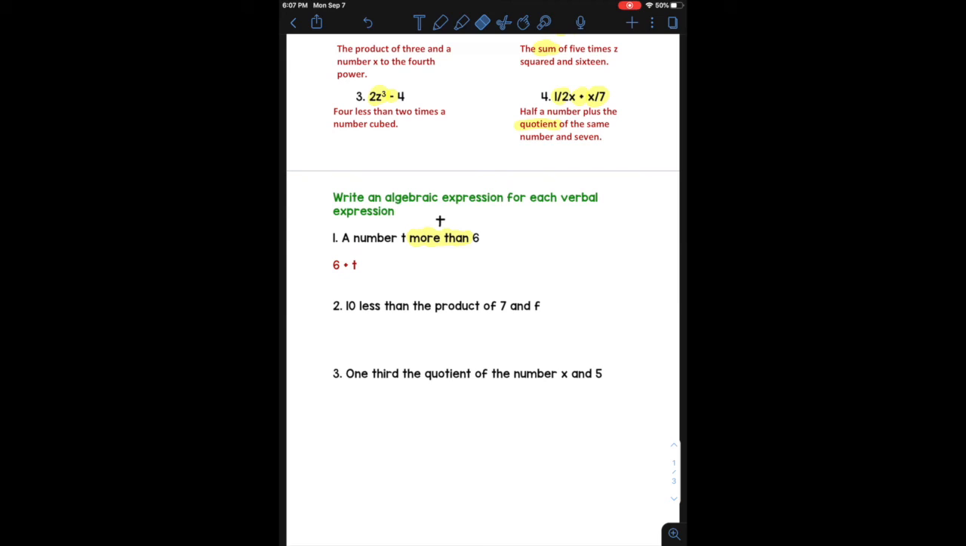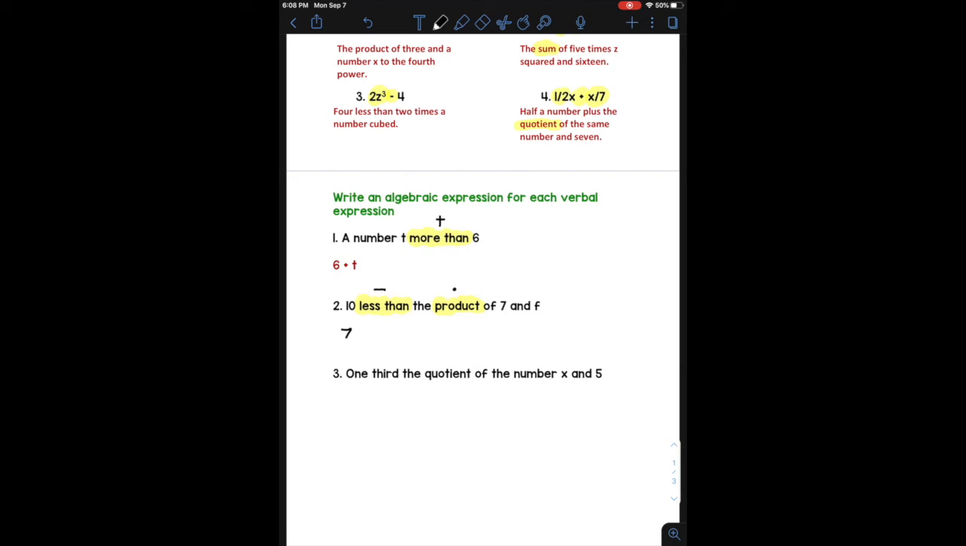Number 2, 10 less than the product of 7 and F. Less than is a phrase that means subtraction. The product of, that's a word that means multiplication, 7 and F. Sometimes I suggest to students to break it down and say less than is subtraction and write the operation above. Product means multiplication, write it above. And then a lot of times it's easy to write. Less than is one of those phrases that means it comes last. 10 less than, the 10 is going to come last. The product of 7 and F.